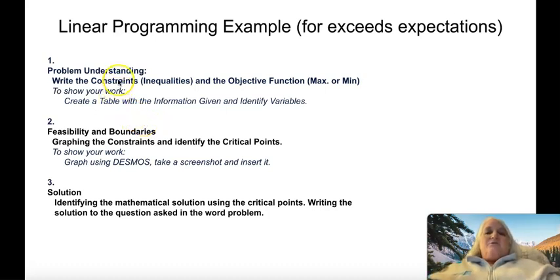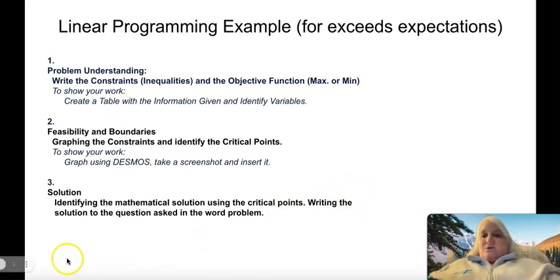So if you try this and say you don't get the right constraints at all, but then you go on to do the feasibility and boundaries and the solution, and you are correct by what you had up here, you will get the points for the feasibility and the solution. Okay, so it doesn't hurt to try it. This is so that you can exceed the expectations of the standards instead of just meeting the standards. So a higher percentage grade.